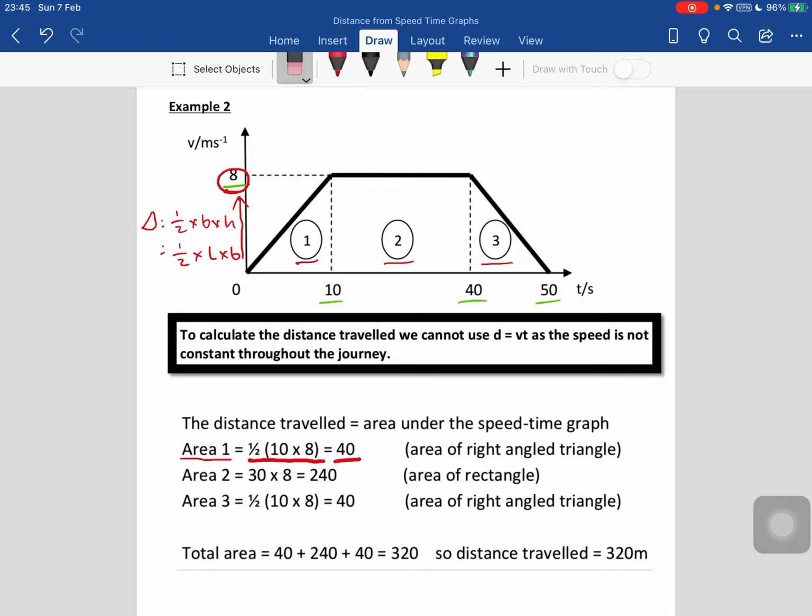For area 2, we've got a rectangle. So for a rectangle or a square, it's just going to be L times B. Or if you want to do B times H, base times height, that's fine. So the base for this one, we start at 10 and we end at 40. So that means that this distance here will be the difference between 40 and 10, which is 30. The height of the rectangle is the same as the height of the triangle that we had for area 1, so it's just 8. So you can see for area 2, it's just 30 times 8, which is 240.